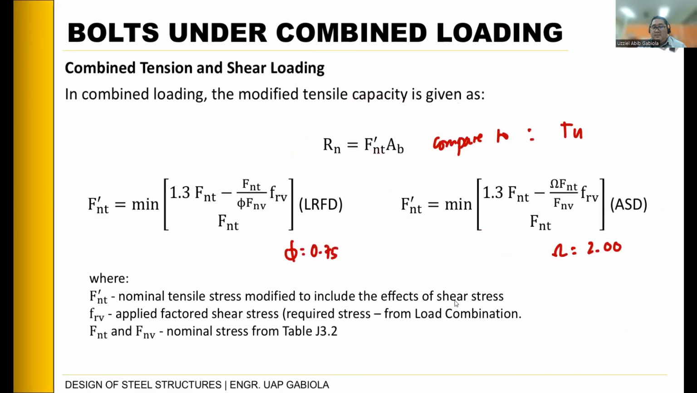Kung gusto mo halimbawa, shear naman yung reduce mo, you will still apply the same formula, babaguhin mo lang tong FRB. Babaguhin mong FRT. Okay? Pero hindi na natin kailangan gawin yun kasi nga, we will focus on this equation. Okay?